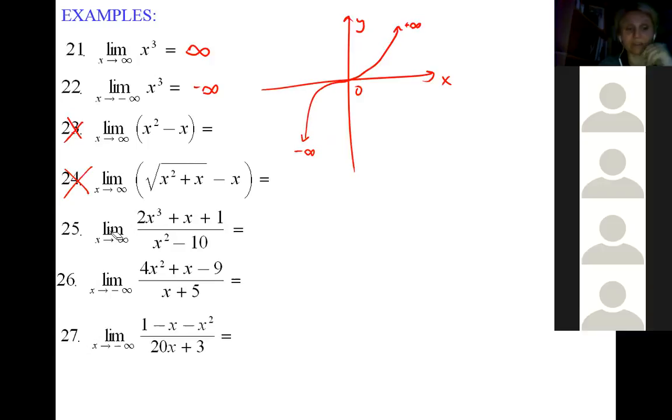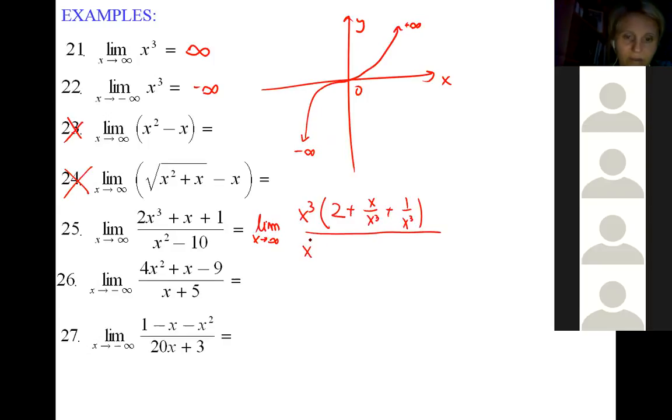That means the first one is limit at infinity, and we have 2x cubed over x squared. What do you think? What will be the limit? Limit will be infinity because, we remember, if I factor out the leading function without the coefficient, 2, and then I will have x over x cubed, 1 over x cubed. Then I'm factoring out the leading function from the denominator, 1 minus 10 over x squared.